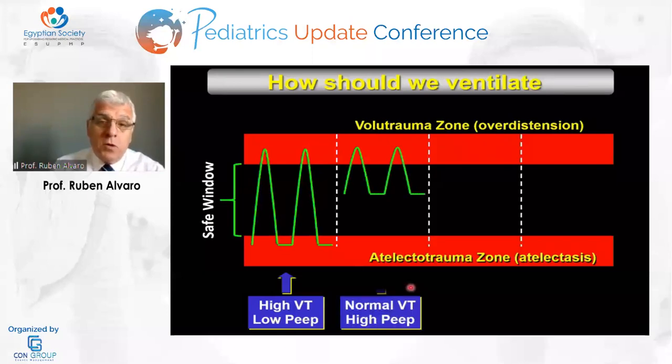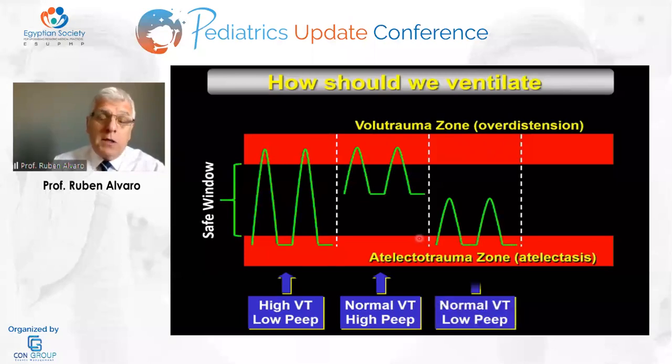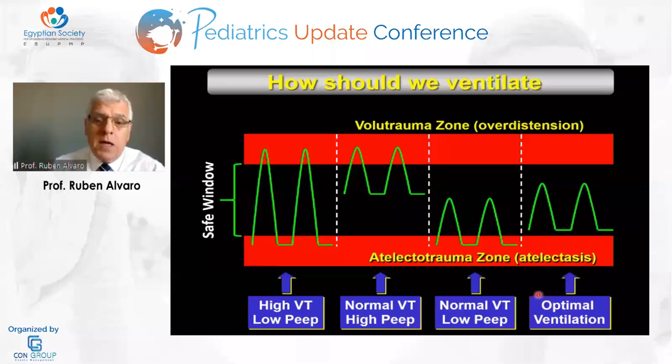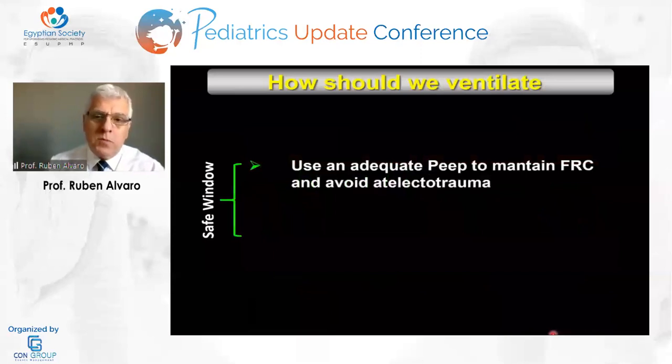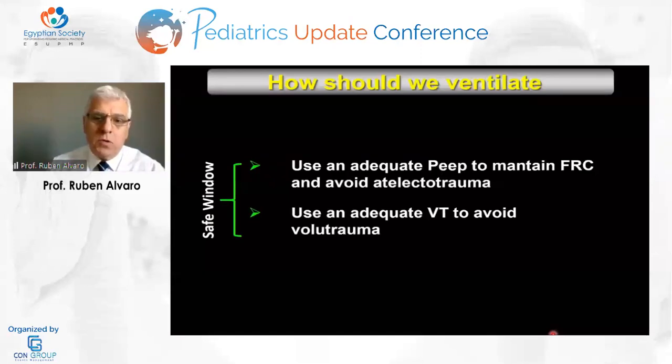However, we can also get volume trauma if we use normal VTs. If your PEEP is too high, you could end up with volume trauma, even using normal tidal volume. Also, even if you use normal tidal volume, you can get atelectrauma because you're not using enough PEEP. So the idea is to use normal tidal volumes and adequate PEEP to maintain those lungs open and avoid those two areas of injury. So use adequate PEEP to maintain FRC and avoid atelectrauma, and use adequate tidal volume to avoid volume trauma.